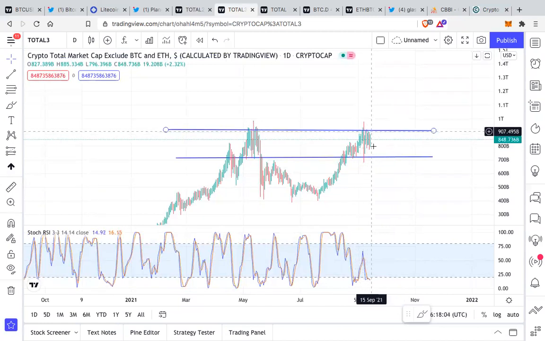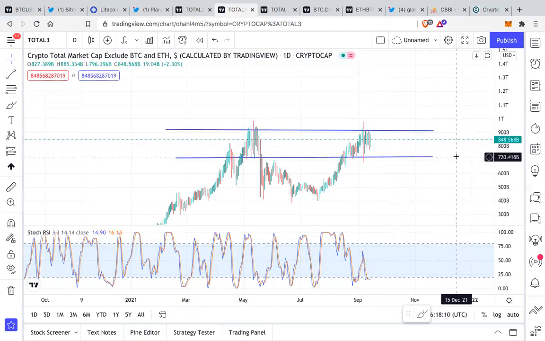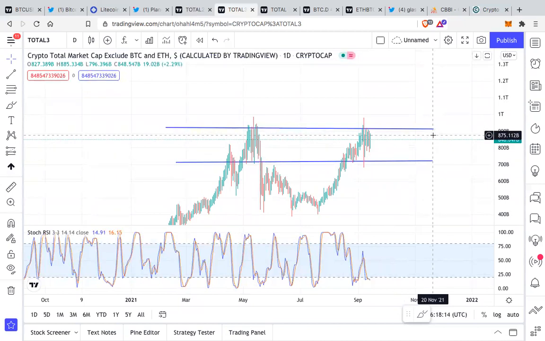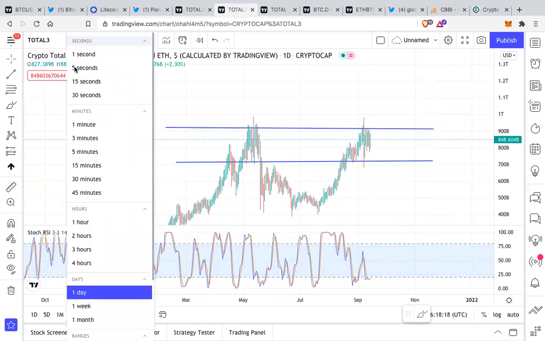We retested it and we have come down and we are beautifully consolidating above the support of $717 billion. We are currently at $848 billion. This is excluding Bitcoin, excluding Ethereum.